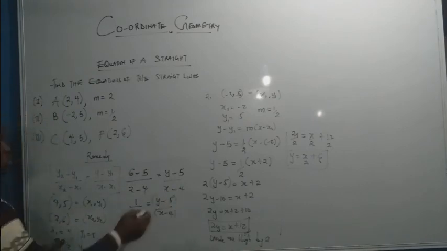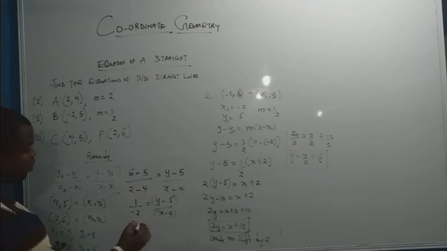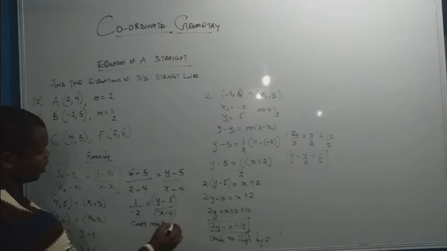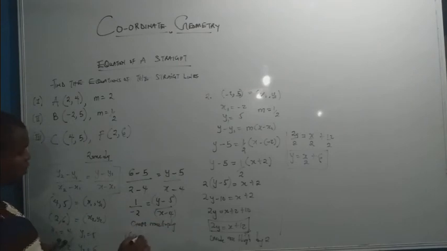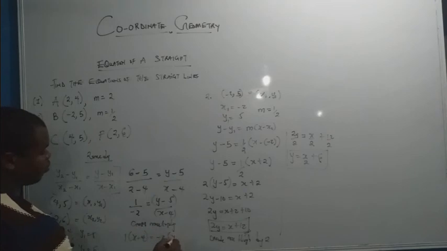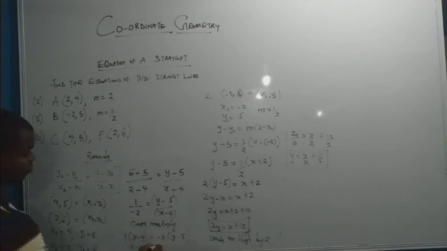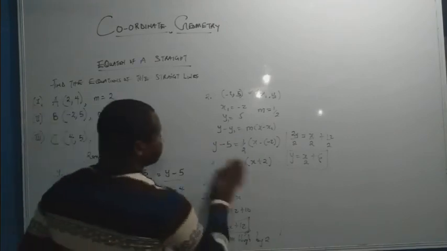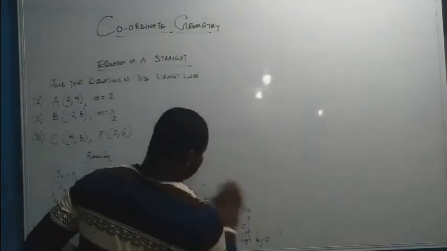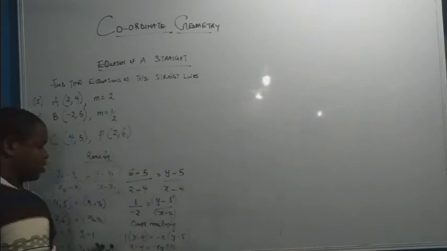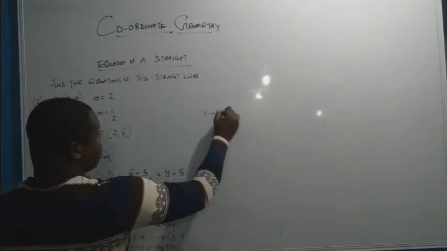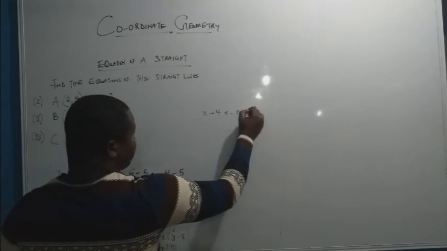Then the next thing to do is what? To cross multiply. Okay, so when you cross multiply, you have 1 bracket x minus 4 is equal to minus 2 bracket y minus 5. Okay, 1 times everything, get everything back. x minus 4 is equal to minus 2 times y, you have minus 2y. Then minus 2 times minus 5, you have plus 10. So when you collect the like terms, it will be x minus 4 is equal to minus 2y plus 10.